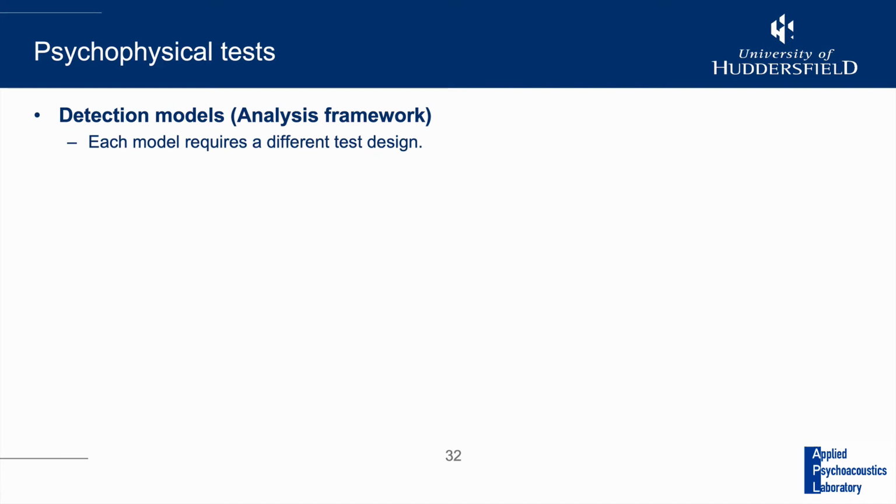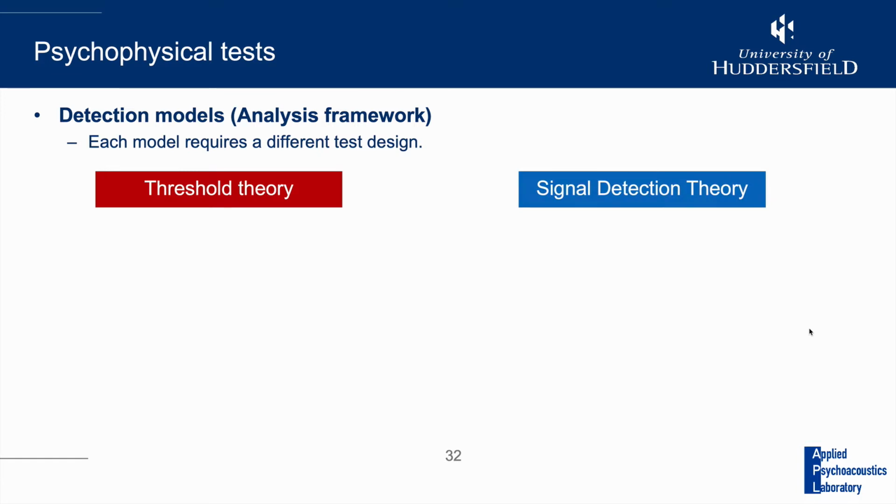So the task in a psychophysical test is basically to measure the response resulting from these two internal processes. But there are two different models of signal detection. One is threshold theory and the other is signal detection theory. And each model requires a different test design.